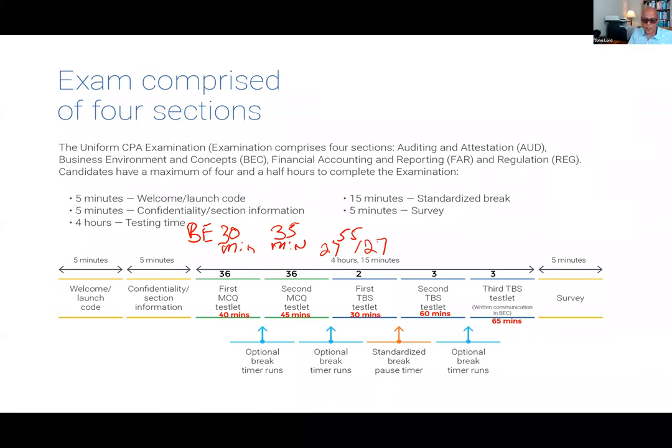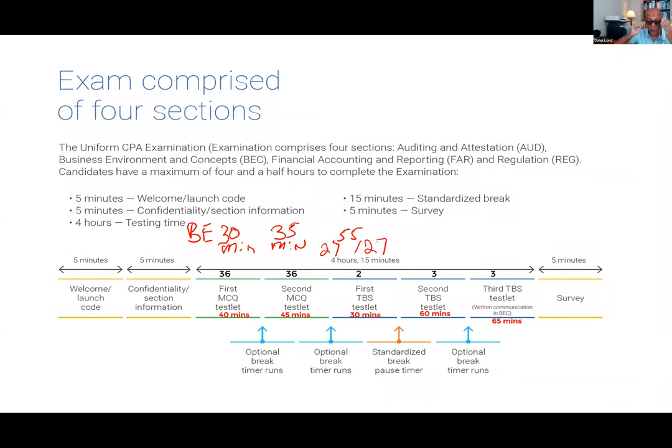Now you look at this and you say, well, John, why are you giving me more time for the second testlet on BEC and less time for the first one, more time for the second? And the reason is that the exam uses what they call multi-stage testing. So when you submit your first testlet, that testlet is going to be a medium difficulty testlet. That first testlet is medium difficulty for everyone.